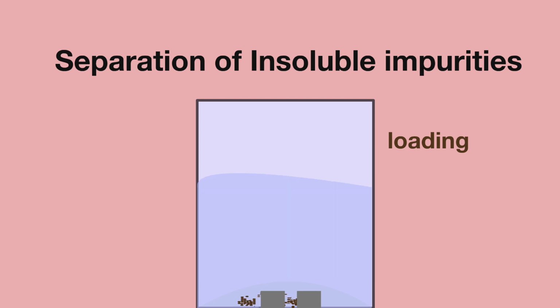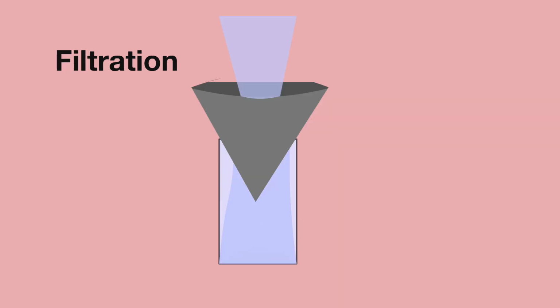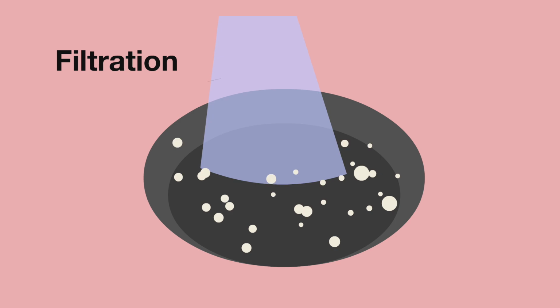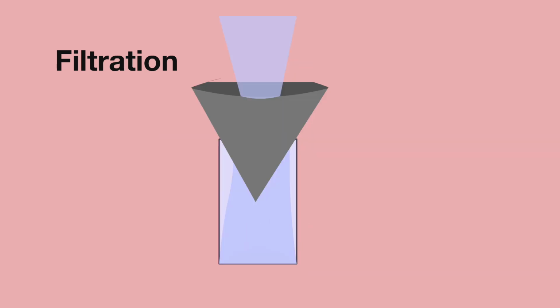Alum particles attach themselves to the impurities and make them heavier. This process is called loading. Filtration. Some impurities do not settle down easily. These impurities can be separated by filtration. In this process, we pass the impure liquid through a filter paper or a sieve. The filter paper has tiny pores that allows only water to pass through.